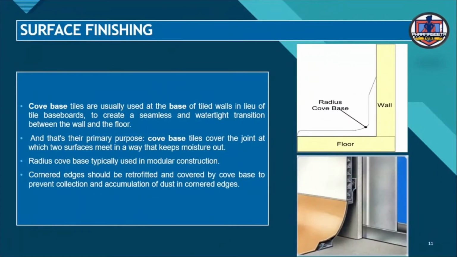So coming to the next part of the slide, which is surface finishing. It is a process to alter the surface to achieve a certain property, that is, aesthetics and cleanliness. This is the actual meaning of surface finishing. I will repeat what I said. Remember, it is a process to alter the surface to achieve a certain property, aesthetics and cleanliness.